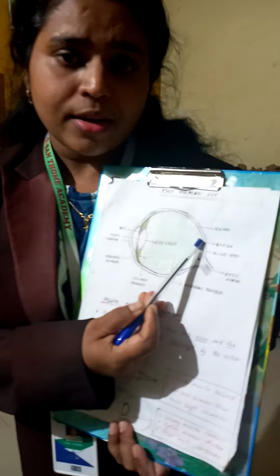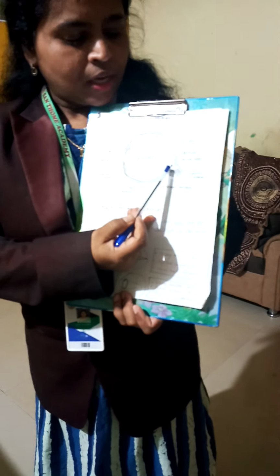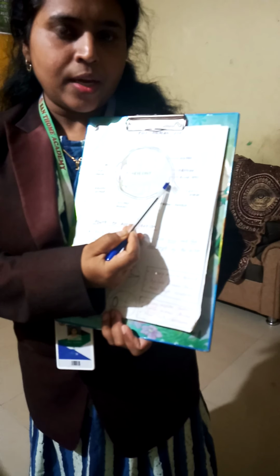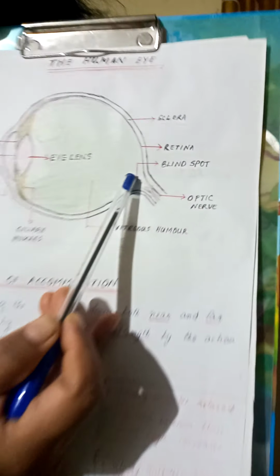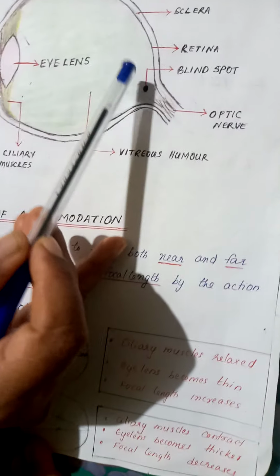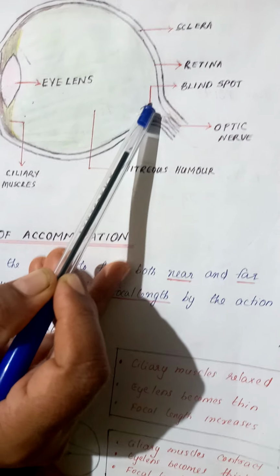The rod cells respond to the intensity of the light and the cone cells respond to the color of the light. Now you can see a small spot here. This is called the blind spot. It is present at the point where the optic nerve leaves the retina. One of the peculiarities of the blind spot is that there are no rod cells and cone cells present on the blind spot.